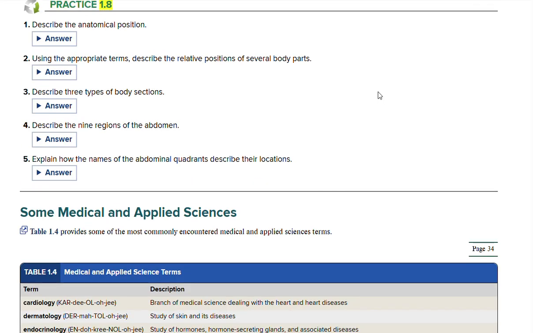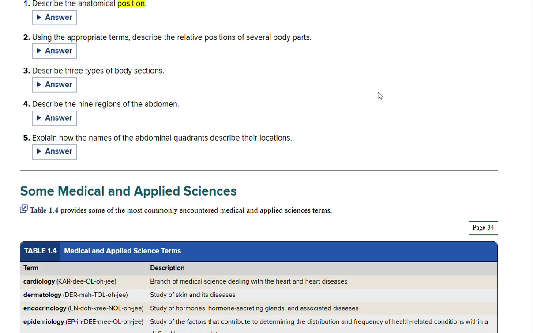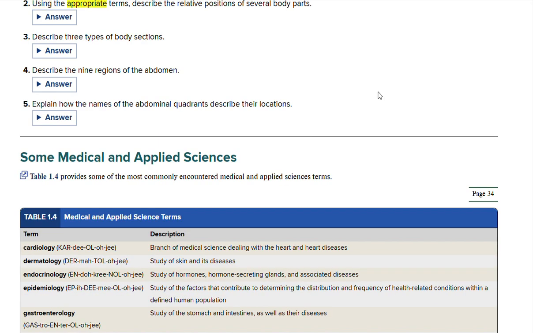Practice 1.8. Describe the anatomical position. Answer. Start revealed content. A person in anatomical position is standing up straight, facing forward, has upper limbs at the sides, and the palms are facing forward. Revealed content has ended. Using the appropriate terms, describe the relative positions of several body parts.